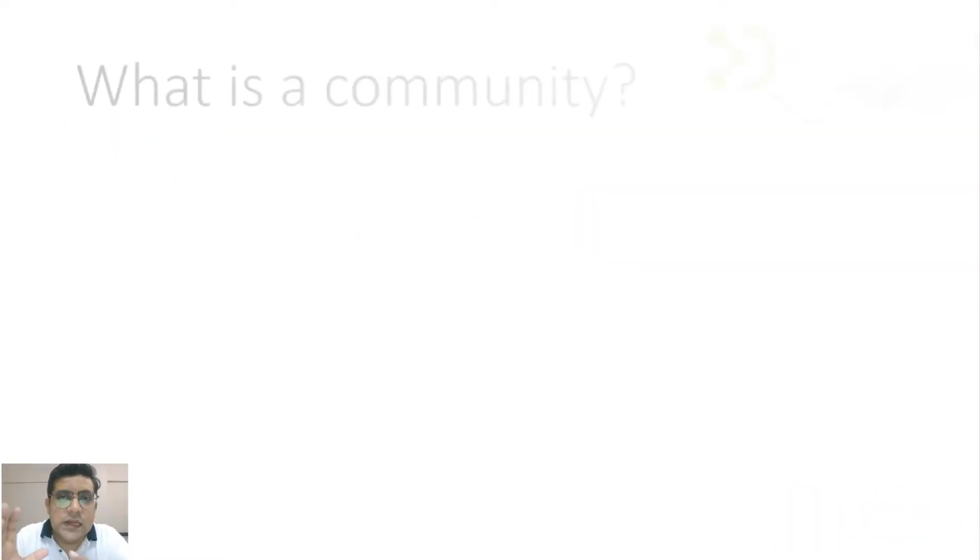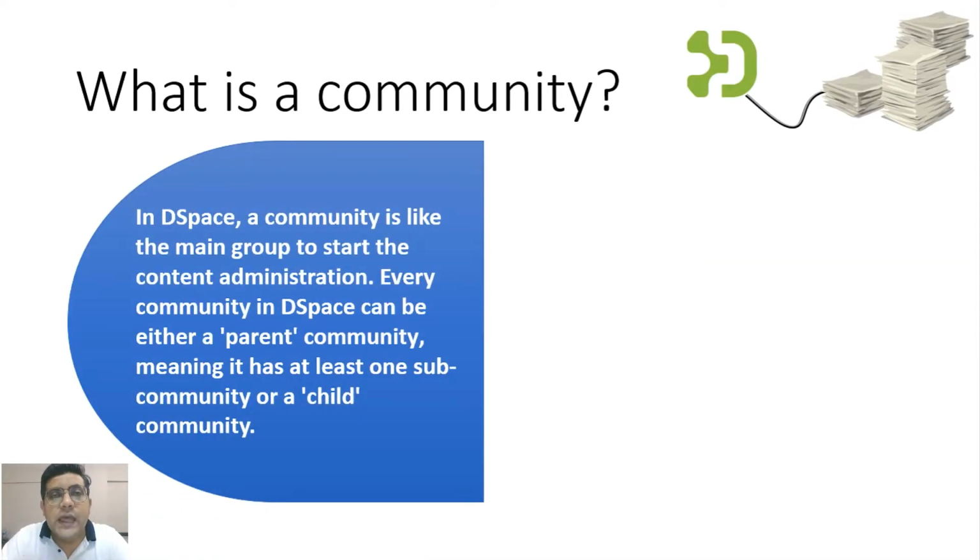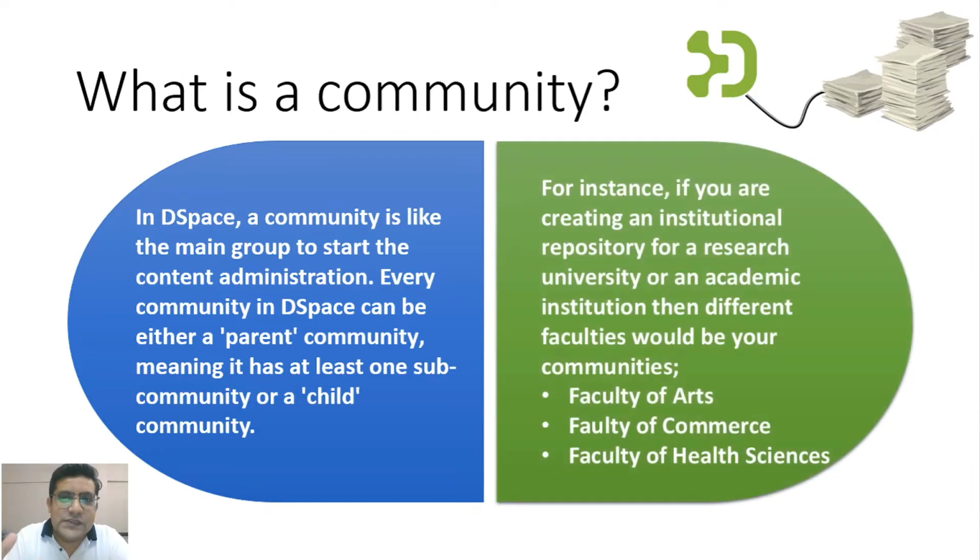So what is a community in DSpace? In my opinion, in DSpace, a community is like the main group to start the content administration. Every community in DSpace can be either a parent community, meaning it has at least one sub-community, or a child community. That's actually the same thing. So, for instance, if you are creating an institutional repository for a research university or an academic institution, then different faculties would be your communities. For example, faculty of arts, faculty of commerce, faculty of health science, and so on.